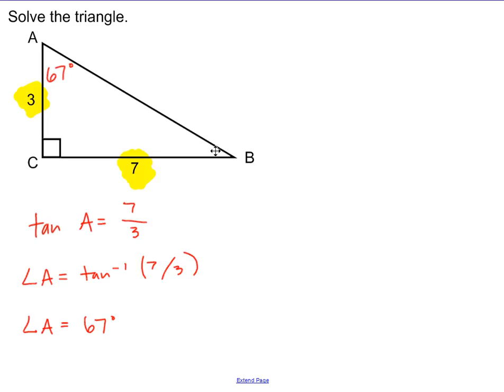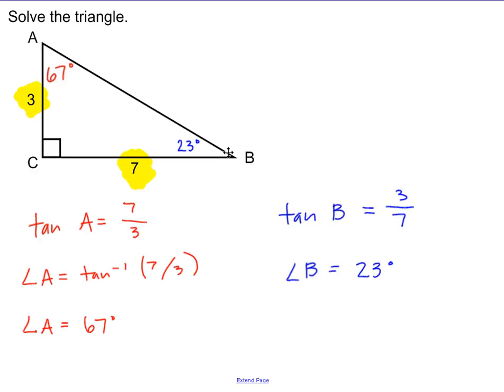Next, I'm going to find angle B. I'm still only using the 3 and the 7. So from angle B, I was given opposite and adjacent, so that's going to be tangent again. So tangent of my angle, which is angle B, is opposite over adjacent. This time it's 3 over 7 instead of 7 over 3. Again, I'm finding an angle, so I'm going to do the inverse tangent of 3 over 7. And I'm going to round my answer to the nearest degree, so that's 23 degrees. So angle B is 23 degrees.